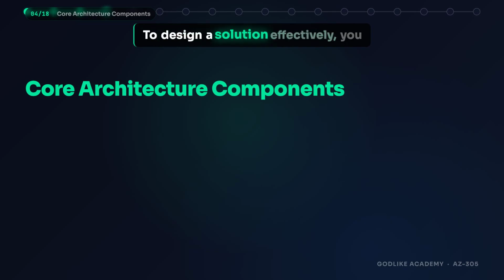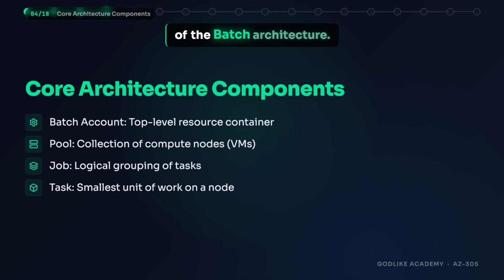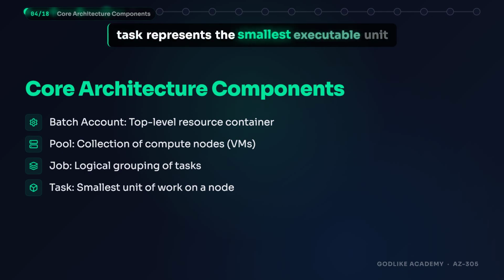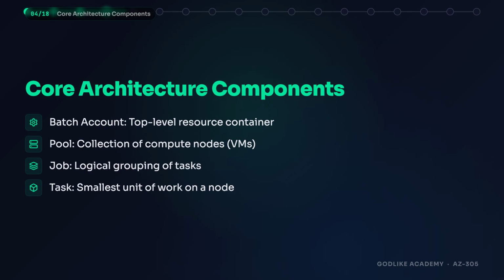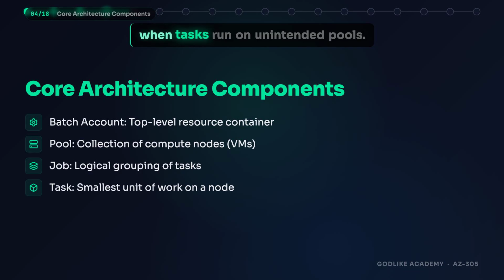To design a solution effectively, you must master the 4 primary components of the batch architecture. The batch account serves as your top-level resource group container. The pool holds the actual compute nodes where processing occurs. A job groups related tasks logically, while a task represents the smallest executable unit on a node. Misunderstanding this hierarchy causes billing leaks when tasks run on unintended pools.